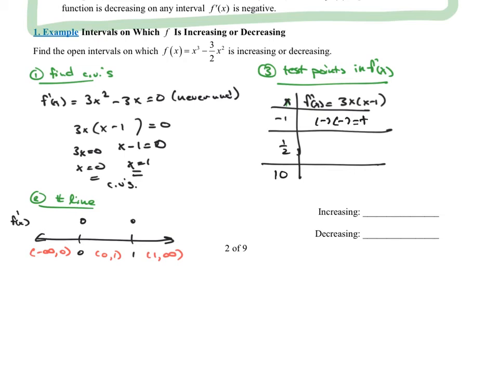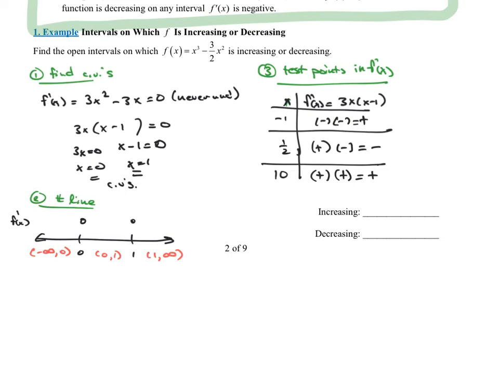So think about 1/2. 3 times 1/2 would be a positive number. 1/2 minus 1 would be a negative number. And any positive times a negative is negative. Let's think about 10. 3 times 10 would be positive. 10 minus 1 would be positive. And a positive times a positive is positive. So what do we have?